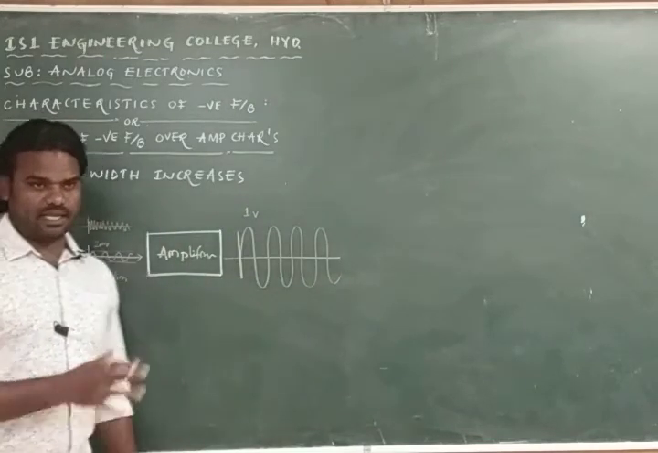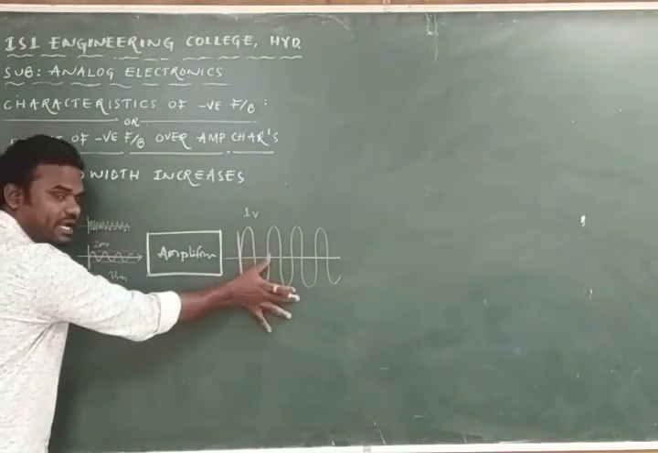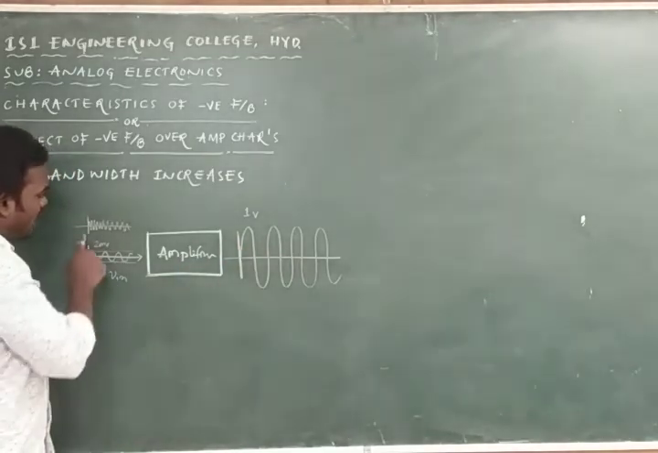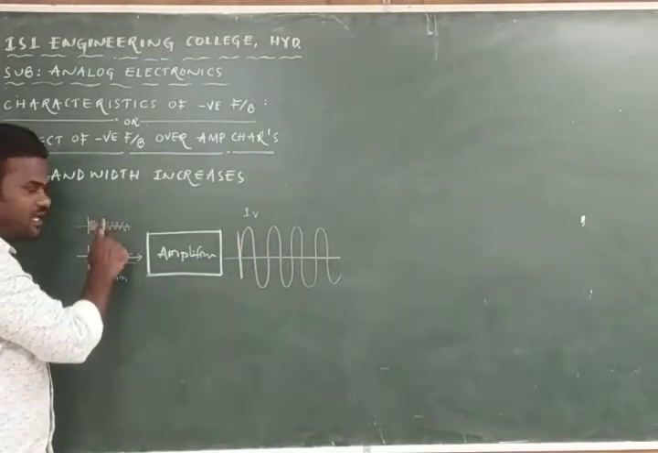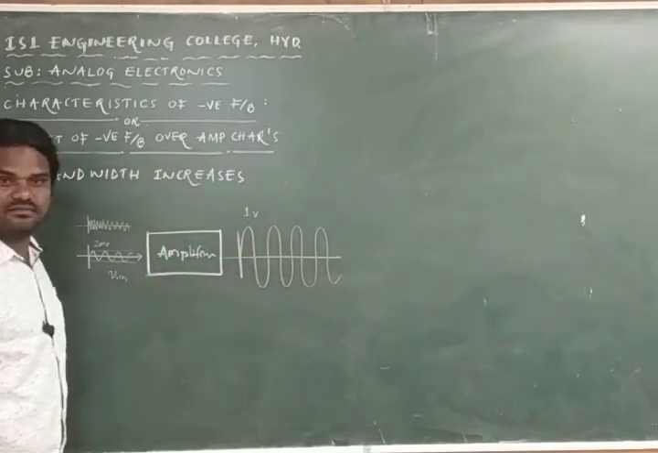I hope I am clear on this. This is an amplifier to which we are giving the small signal so that we are getting a strengthened signal. So what I am doing now, I am changing the frequency. If I change the frequency, the output, V out, also varies.